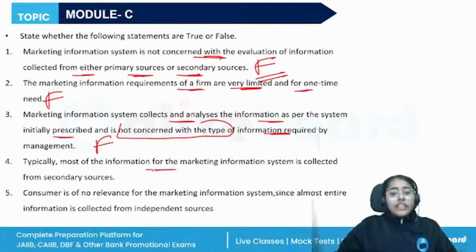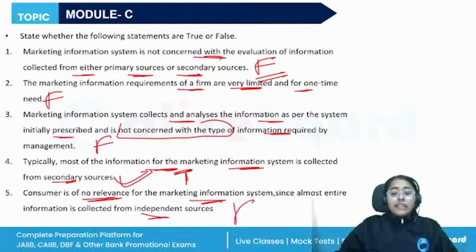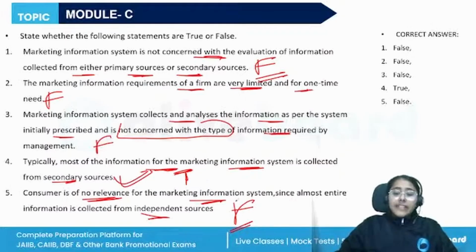Typically, most of the information for the marketing information system is collected from the secondary source. This can be true. Secondary source means the customers, and consumer is of no relevance for the marketing information because entire information is collected from independent. So again, this will be false. So the correct answer is first, second, third, and fifth are false statements, and only the fourth statement is true.